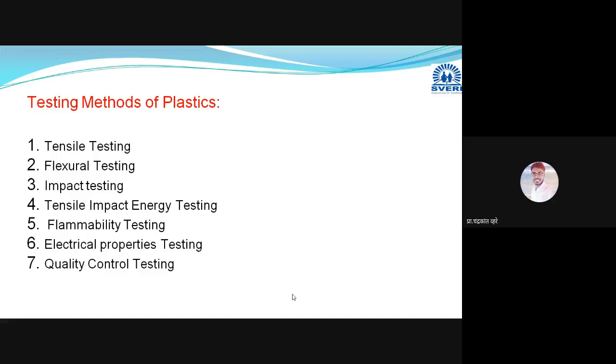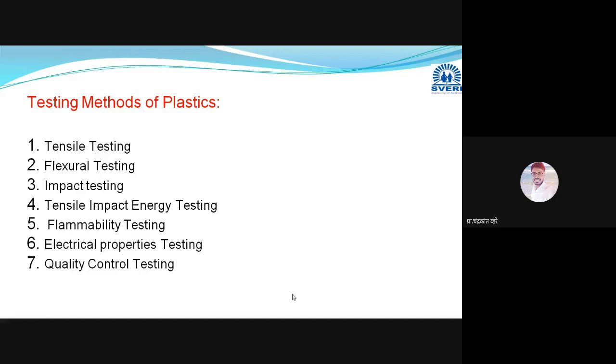Here in the plastic industry also we have different testing methods. The first one is tensile testing. Of course, you have known that tensile means we are checking the pulling capacity of that plastic. Next there is flexural testing, impact testing, tensile impact energy testing, flammability testing, electrical property testing, and quality control testing. These are the methods. But for our study, we will do a compressive study, not up to the depth. First, we are going to study the tensile testing.